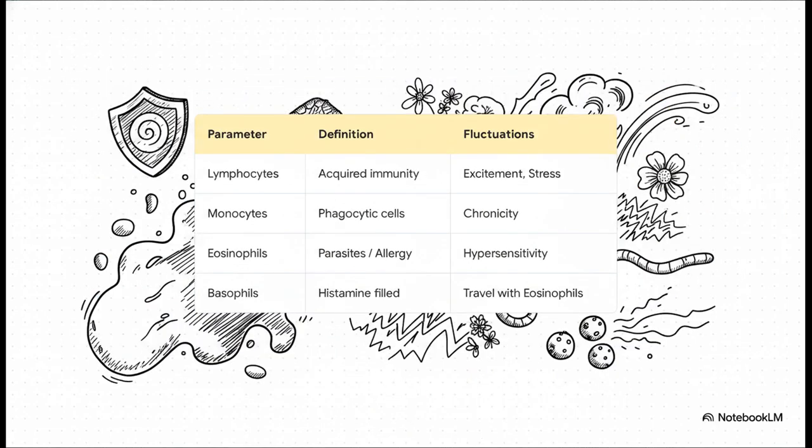Now, the details really matter when we look at the rest of these white blood cells. Lymphocytes are the ones handling your acquired immunity. Monocytes, well, they're your large, cleanup crew phagocytic cells. And seeing them show up is a massive indicator of chronicity. Think chronic inflammation or ongoing tissue necrosis. Then we have the eosinophils. These are highly specialized responders. If you see those numbers jump, you should immediately be thinking about three things: parasites, allergic reactions, or even Addison's disease. Oh, and basophils? They are super rare histamine-filled cells that tend to just travel right alongside those eosinophils.